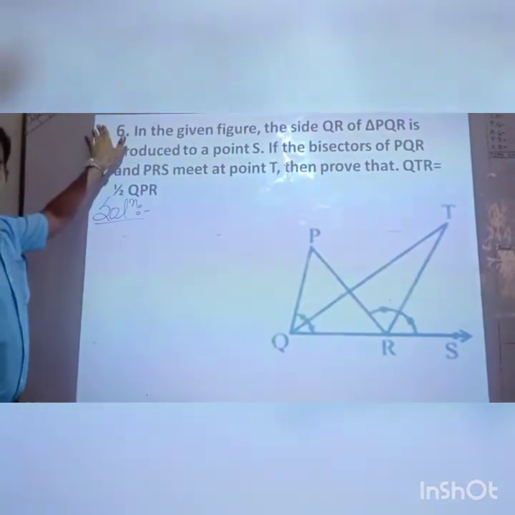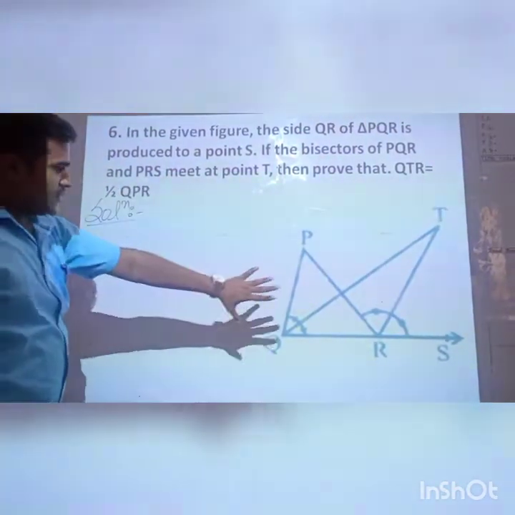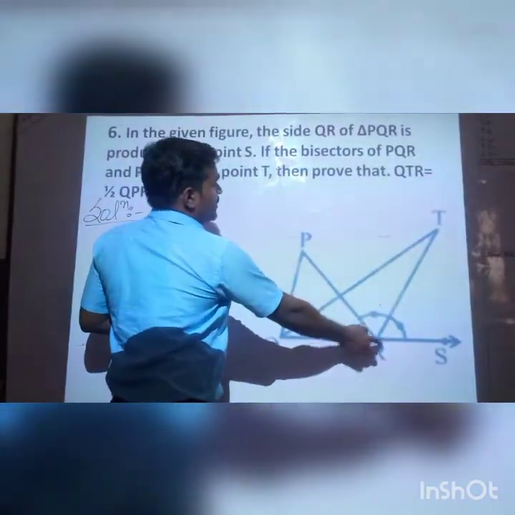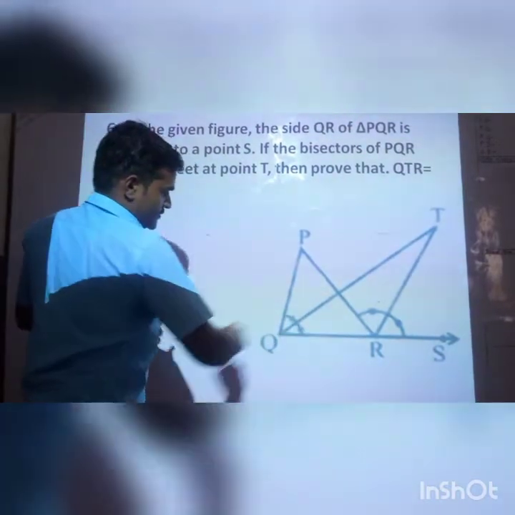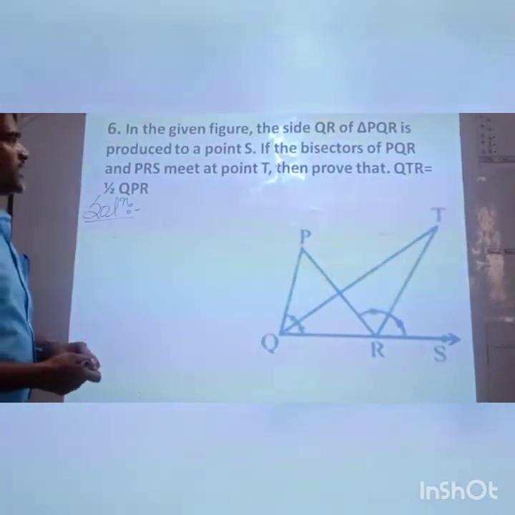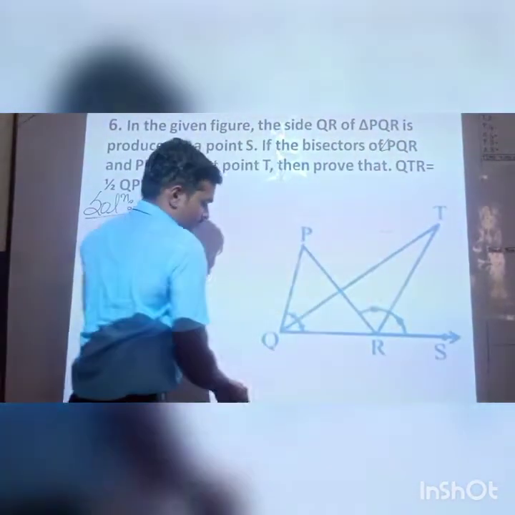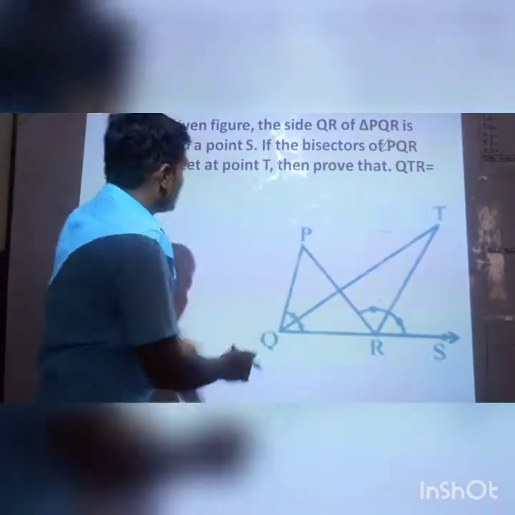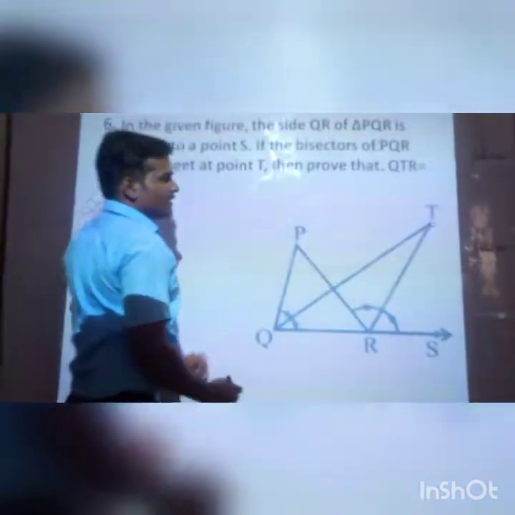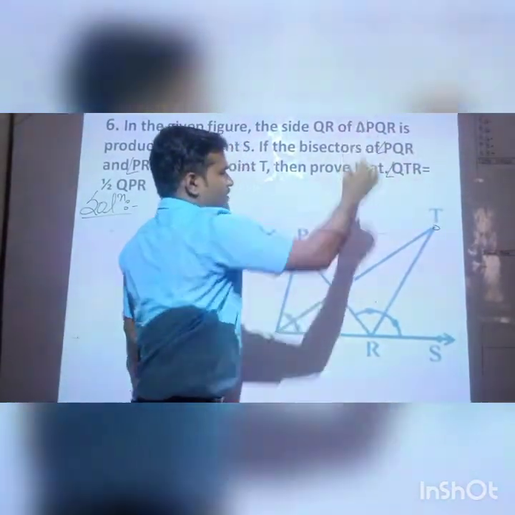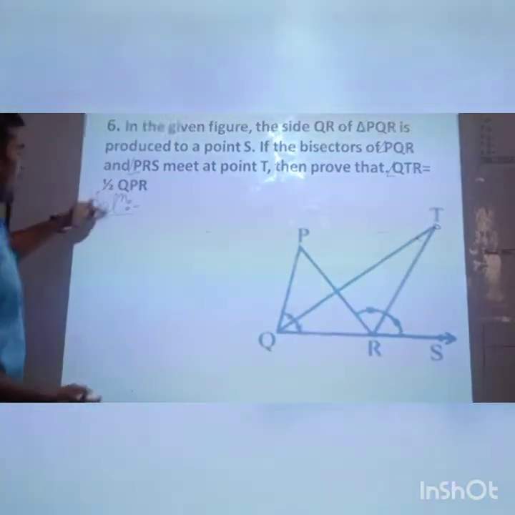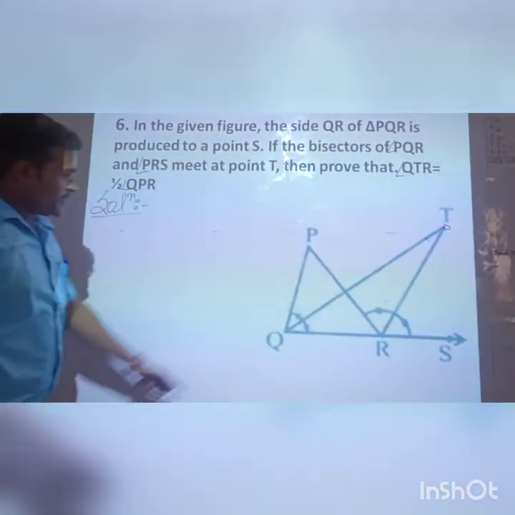Question number 6. In this question, this figure is given: the side QR of triangle PQR is extended till point S. If the bisector of angle PQR and the bisector of angle PRS meet at a point T, then prove that angle QTR is equal to half of angle QPR.